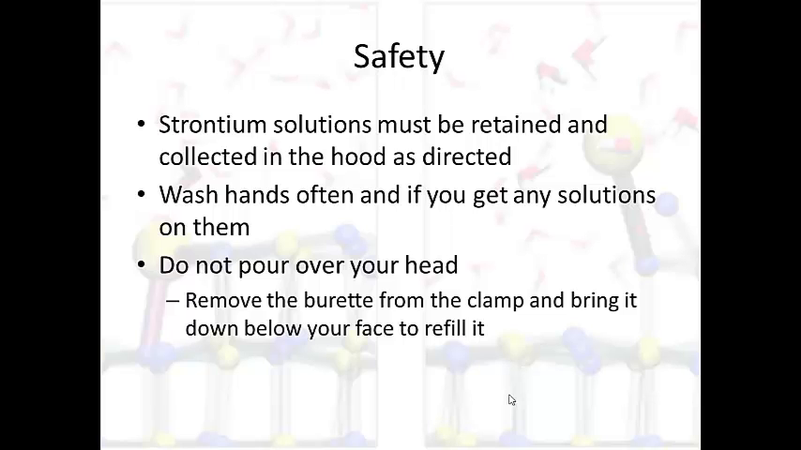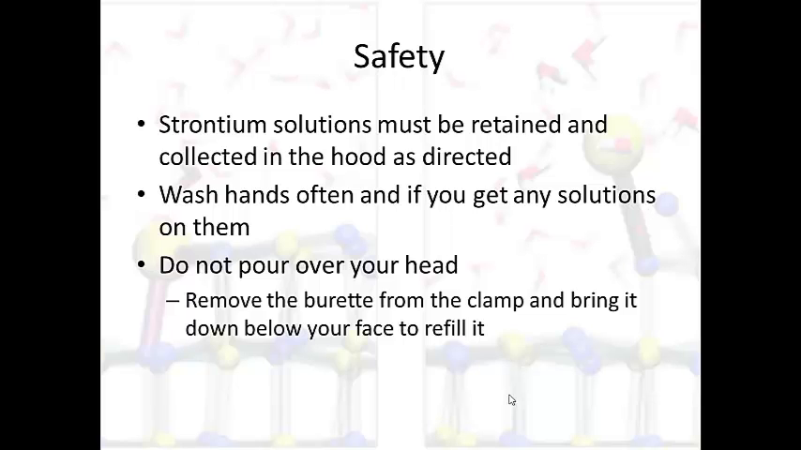Safety. Your strontium solutions must be retained and collected in the hood as directed by your laboratory instructor. Make sure you wash your hands often. It's always a good idea. But also, if you get any of the solutions on your hands or on your skin at all, make sure you wash it off quickly. Don't pour any solutions over your head. It sounds like I don't want you to pour it onto your head. I don't want you to do that either.